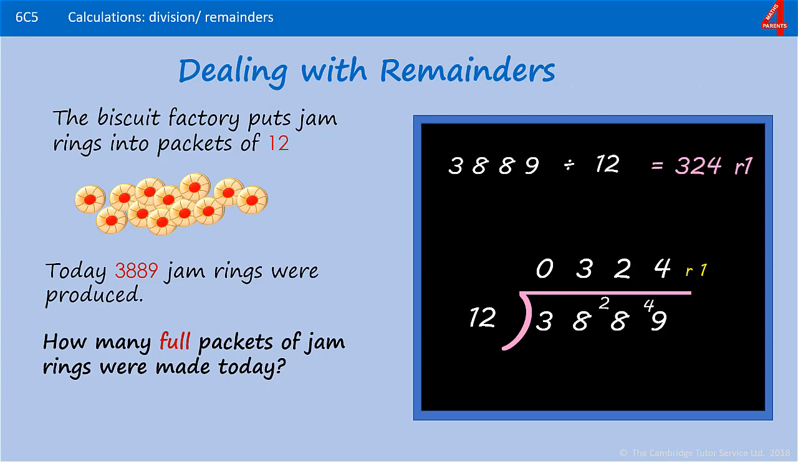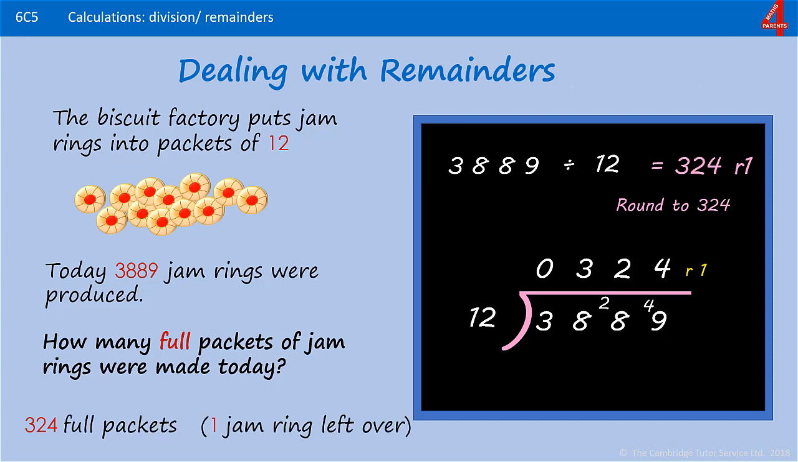But the question doesn't ask you to tell them how many is remaining. The question asks you how many full packets of jam rings were made today. So what we have here is a whole number of 324. We disregard that remainder because they don't want to know how many were left over. So your answer will be 324 full packets of jam rings, but be aware that that remainder 1 means that there's a jam ring left over.